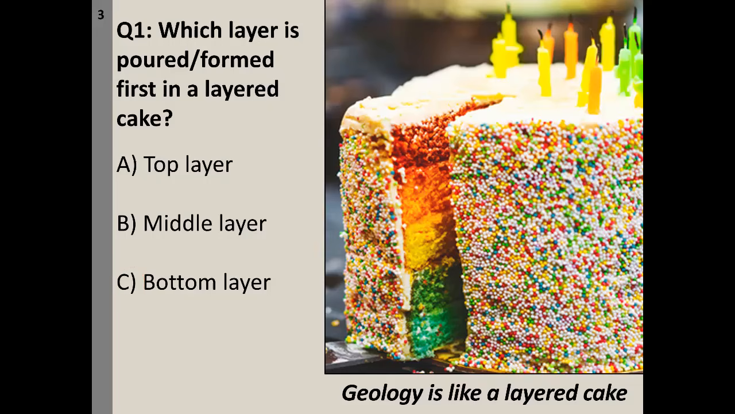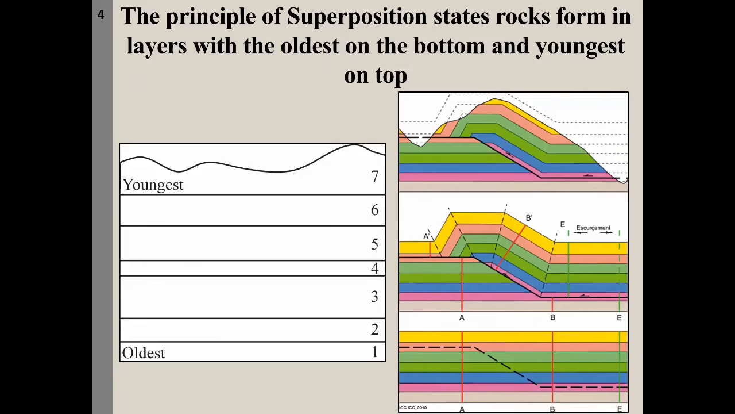Well, similarly, the principle of superposition states rocks form in layers with the oldest on the bottom and youngest on top. You'll see we've got two cartoon schematics depicted here. On the left, the oldest, number 1, is on the bottom, and the youngest, number 7, is on top. Sedimentary rocks form in nice packaged layers, right? Those layers accumulate on top of other layers, and so on and so forth. But in order for something to form, there has to be something below it, right? So the oldest thing is going to be whatever rock layer is at the base.